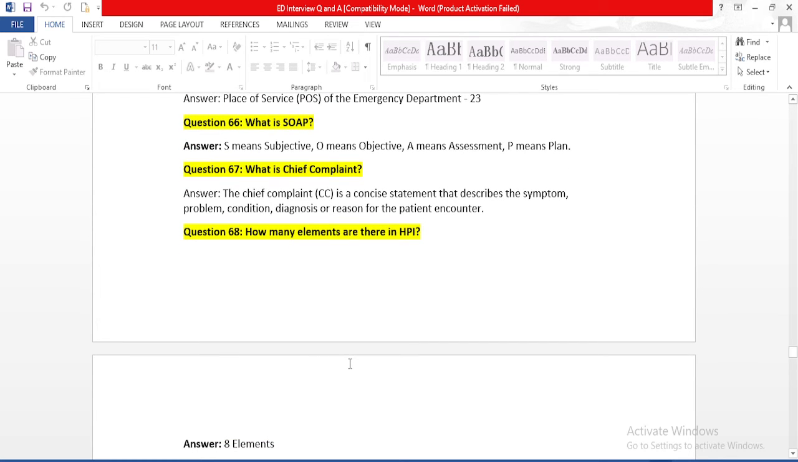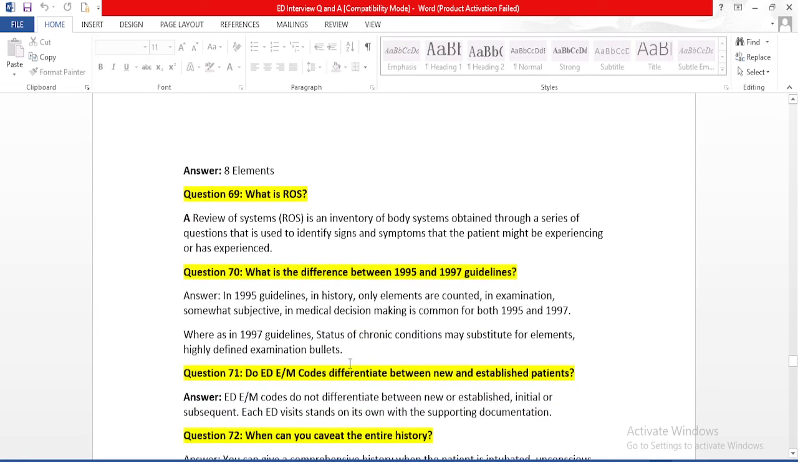Next question, what is chief complaint? The chief complaint is a concise statement that describes symptoms, problem, condition, diagnosis, or reason for the patient's encounter. So the reason for the patient's encounter mainly constitutes the chief complaint. Next question, how many elements are there in HPI? We have 8 elements in HPI. So what is ROS? ROS is review of systems.